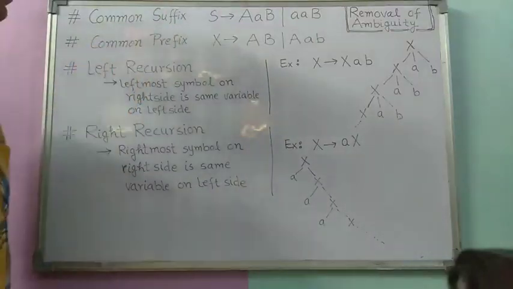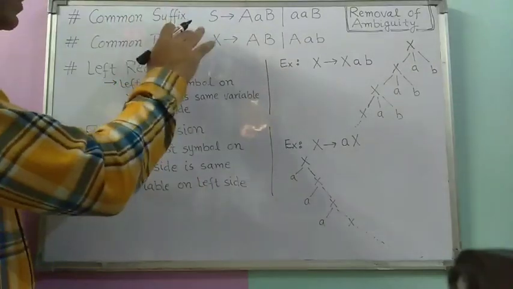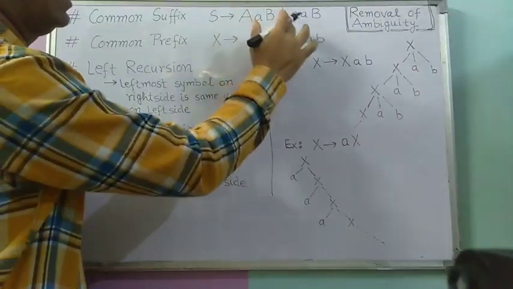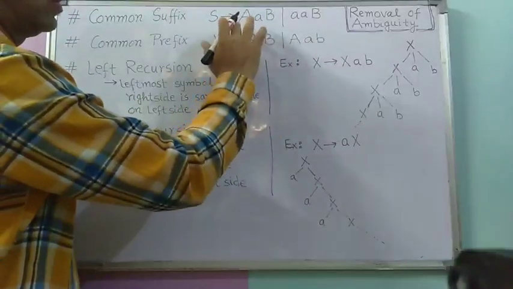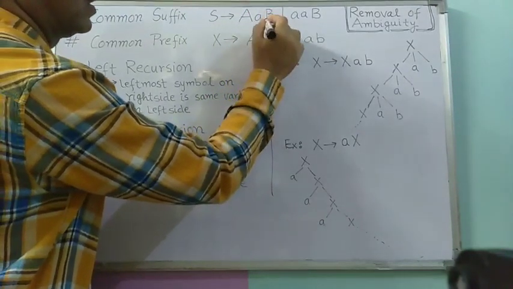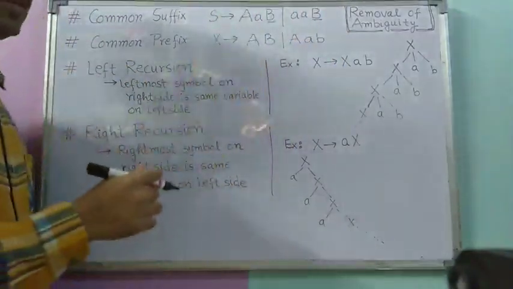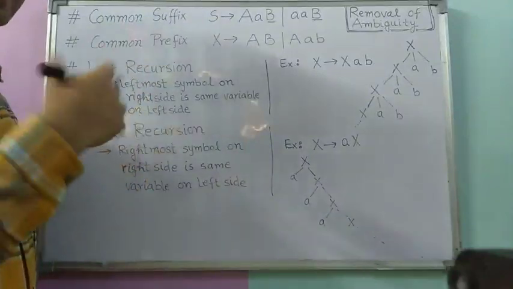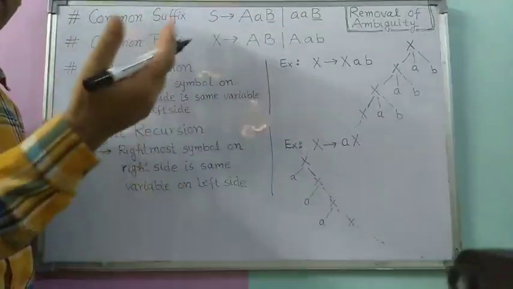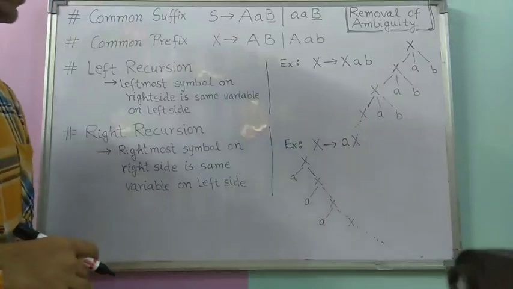Now come to the first reason, that is common suffix. By common suffix, we mean that suppose there are two productions of this form, S to AB and AAB. If we look at the rightmost symbol, this B, this portion is common, and the portion before it is different. So this is called a common suffix. These two productions of the same variable have a common suffix, that is B.